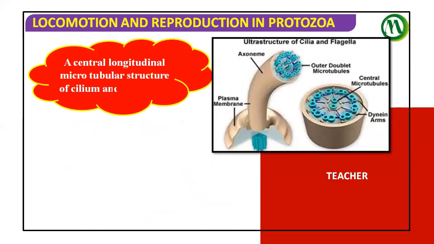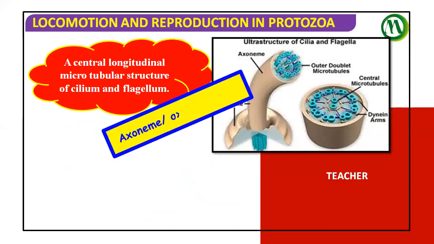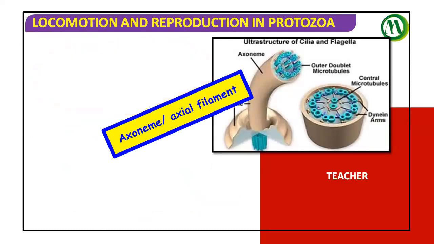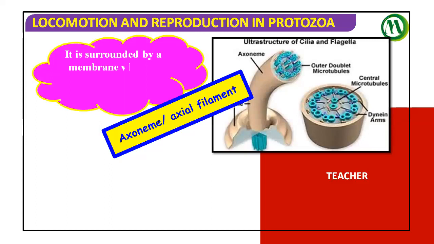The central longitudinal microtubular structure of a flagellum or cilium is the axoneme. What is the clear-cut definition of the axoneme? I explained the structure of the flagellum, so why am I now using the word axoneme? What is the difference between the axoneme and the flagellum? Are both the same, or is there any difference? The definition will help you understand.